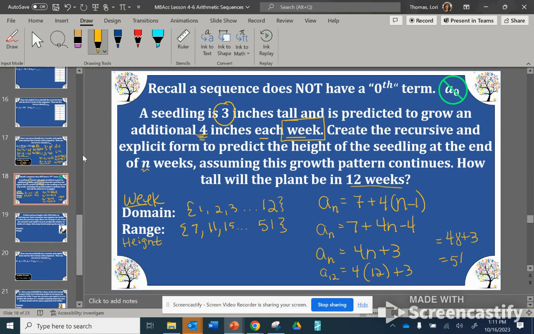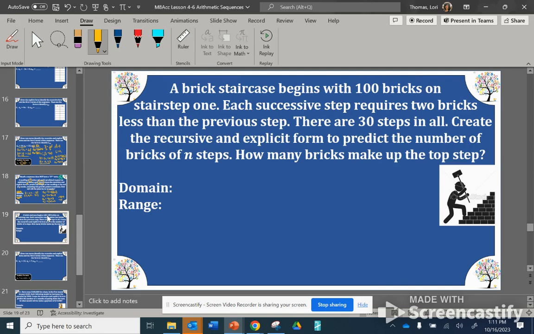So identifying what the domain represents, not just what it is, but what it represents, defining the domain and range is super important when you are working with a word problem with a sequence. Okay, let's do one more word problem.